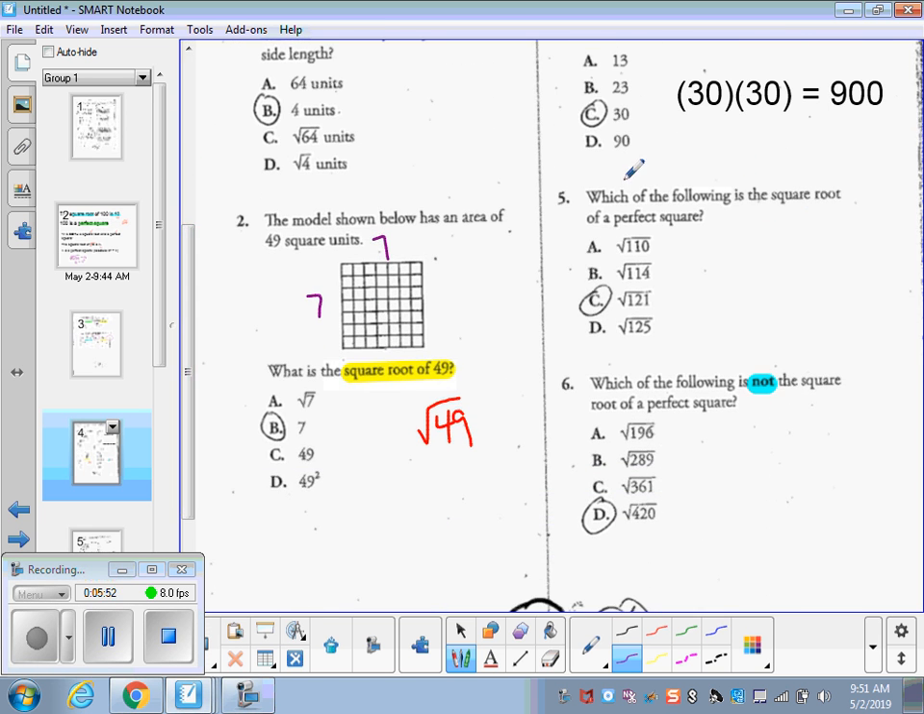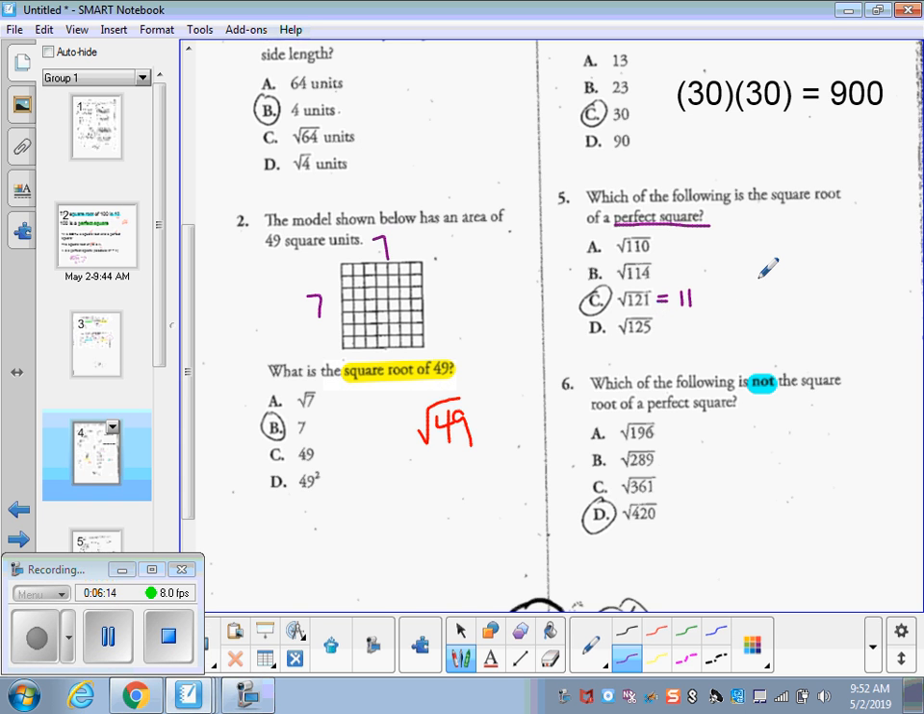For number 5, it asks which of the following is the square root of something that is considered a perfect square. And here, C is the only one where 121 is a perfect square, and we'd get 11. If you try to take the square root of 110, 114, or 125, you're going to get one of those irrational decimals that goes on forever and ever and ever.